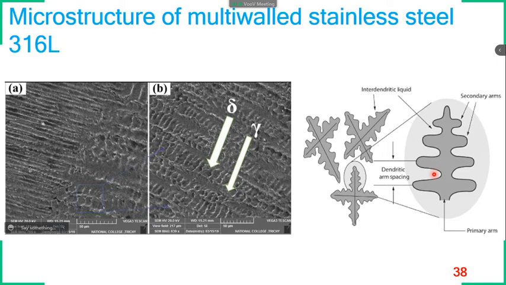Okay. As far as stainless steel is concerned, some chromium, molybdenum kind of strengthening elements will tend to preferentially segregate in between the secondary dendrite arms, and it will tend to deteriorate the material properties.